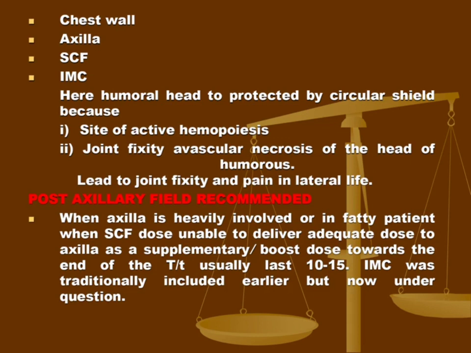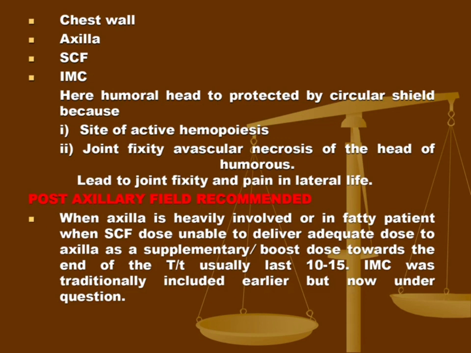So what we treat in the breast with the 5-field technique is the chest wall, axilla, SCF, and a separate internal mammary chain. The humeral head is to be protected by a circular shield, because it is a site of active hemopoiesis, and post radiotherapy there can be avascular necrosis of the head of the humerus, as well as joint fixity, frozen shoulder, in the later part of her life.